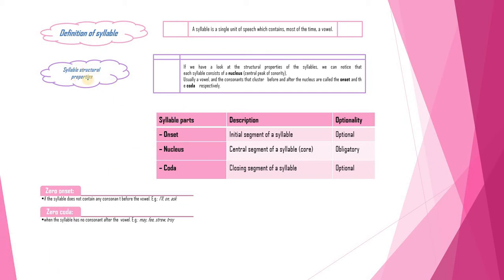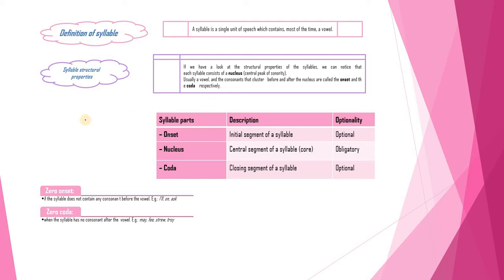Syllable structural properties. If we have a look at the structural properties of the syllable, we can notice that each syllable consists of a nucleus, the central peak of sonority, usually a vowel, and the consonants that cluster before and after the nucleus are called the onset and the coda respectively. Let's see this in detail.